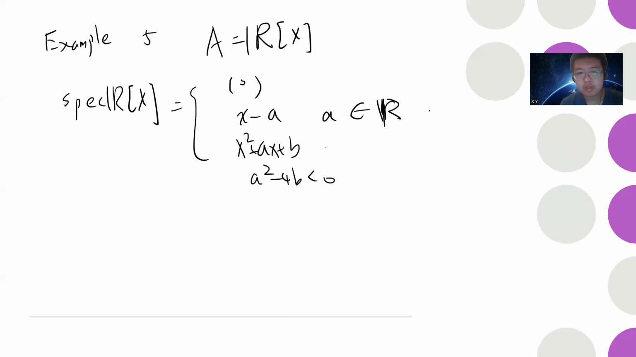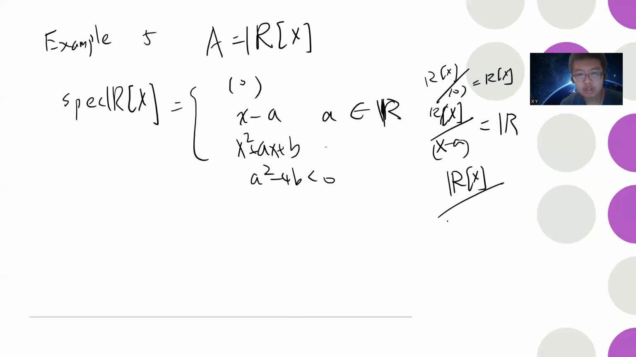Everyone also knows that if you take the quotient by 0, you get the same thing. If you take the quotient by x minus a, you get the real numbers. If you take the quotient by any x squared plus ax plus b, then you are just adjoining a complex number i, so you can prove this is isomorphic to C. So this one can be viewed as dimension 2, this is dimension 1, and this is dimension 0.